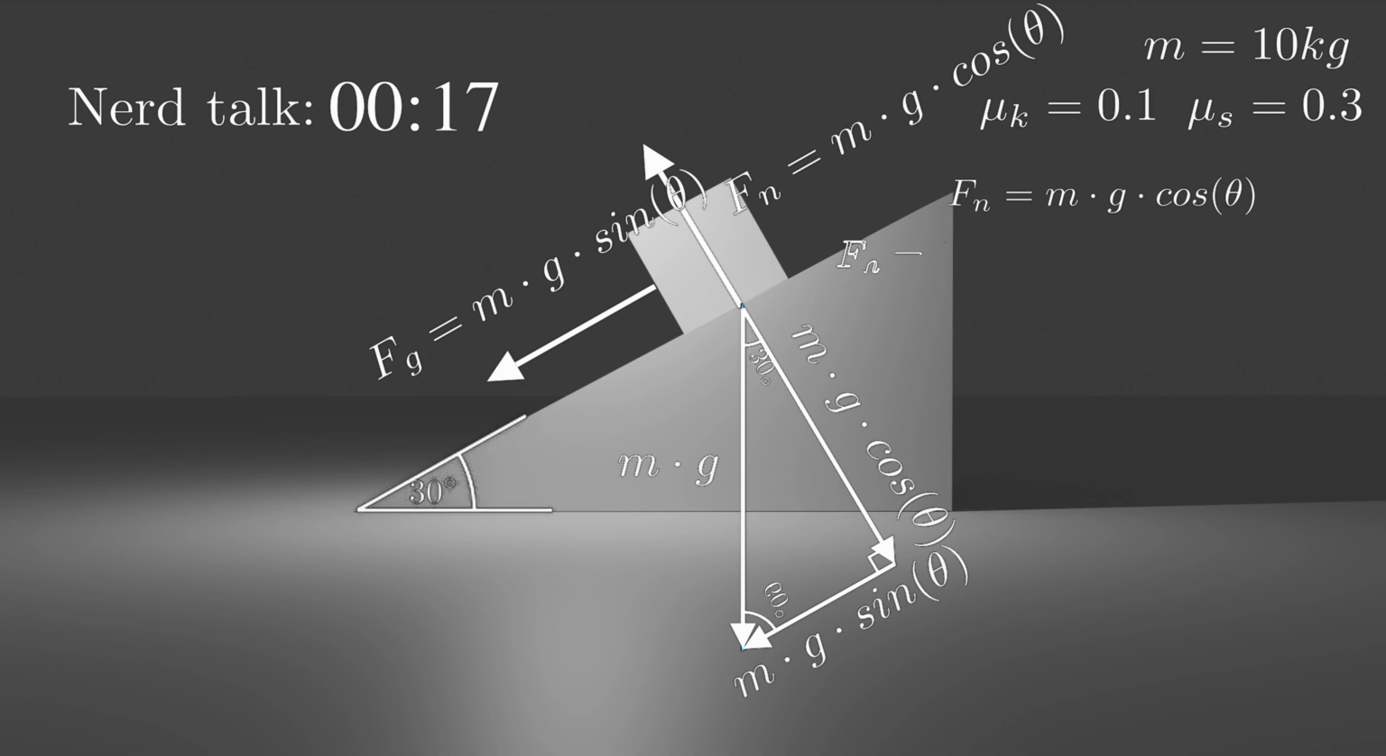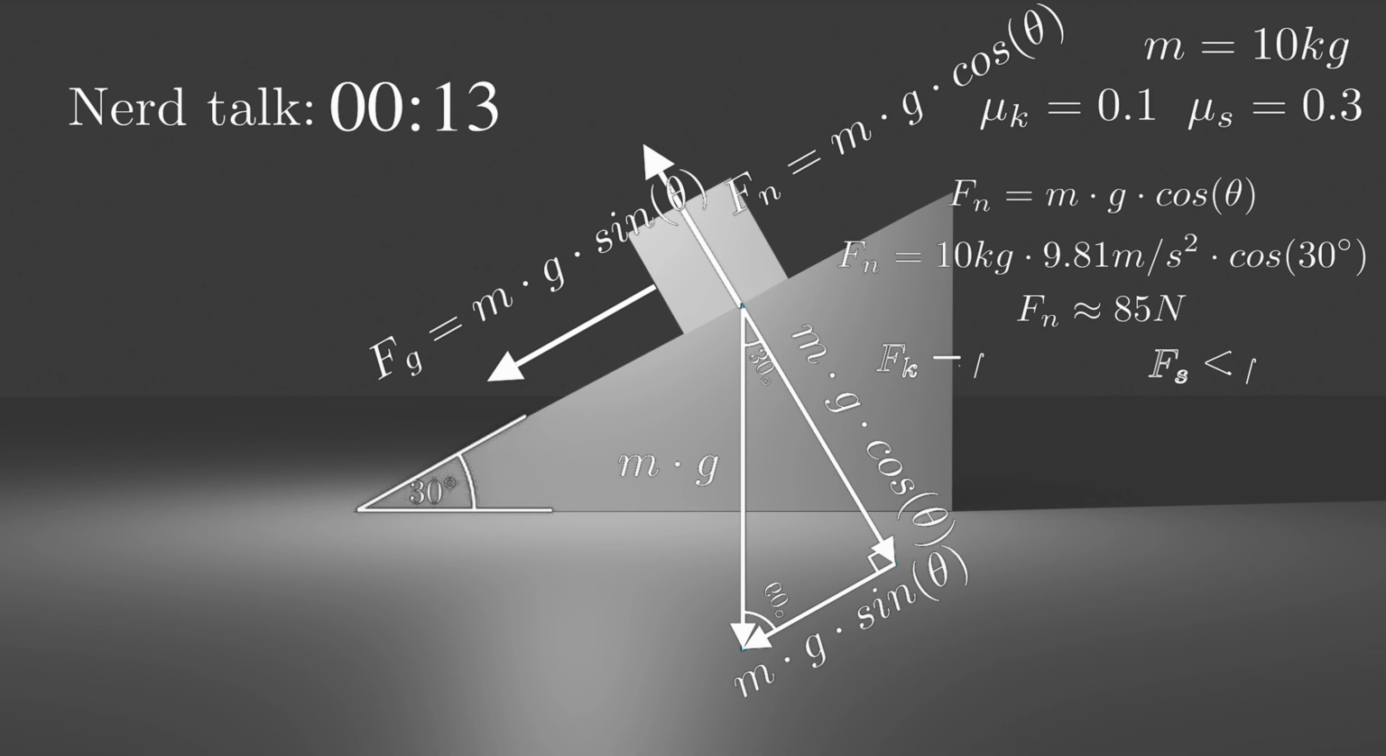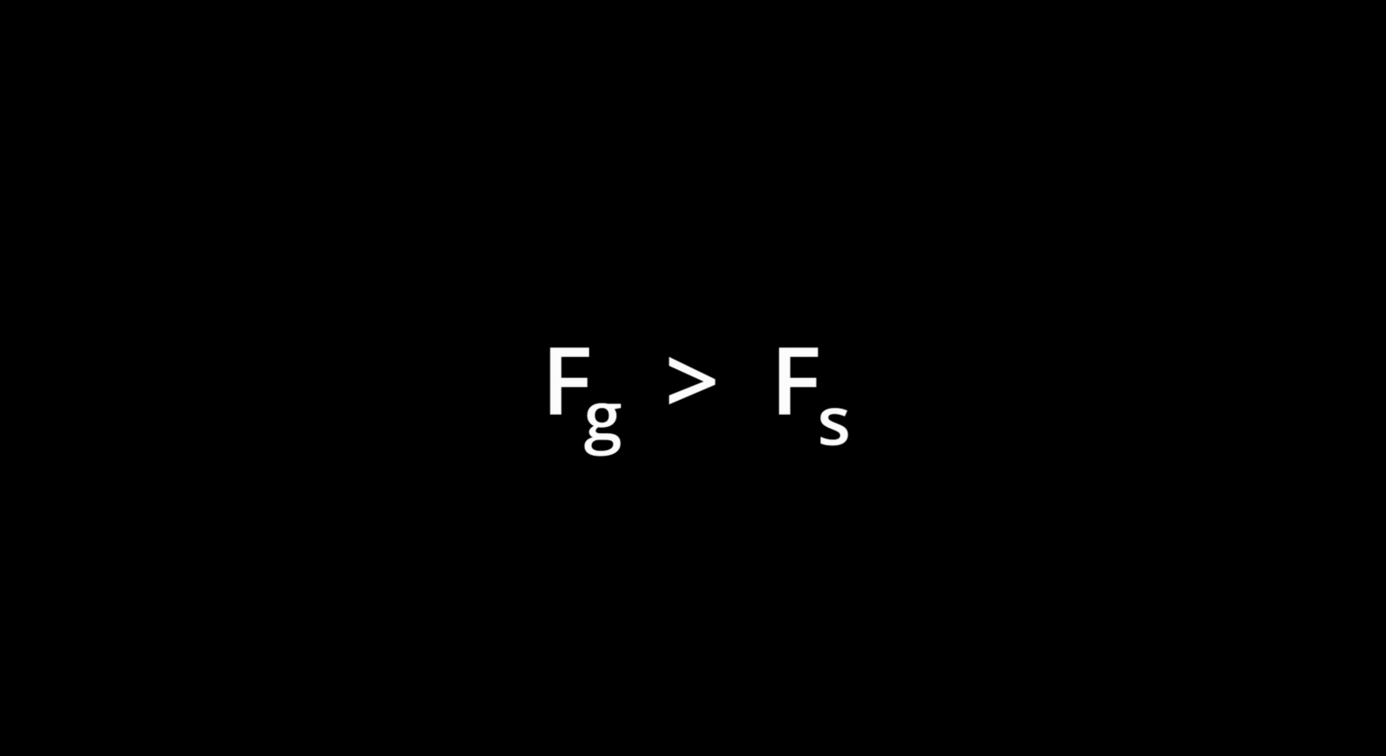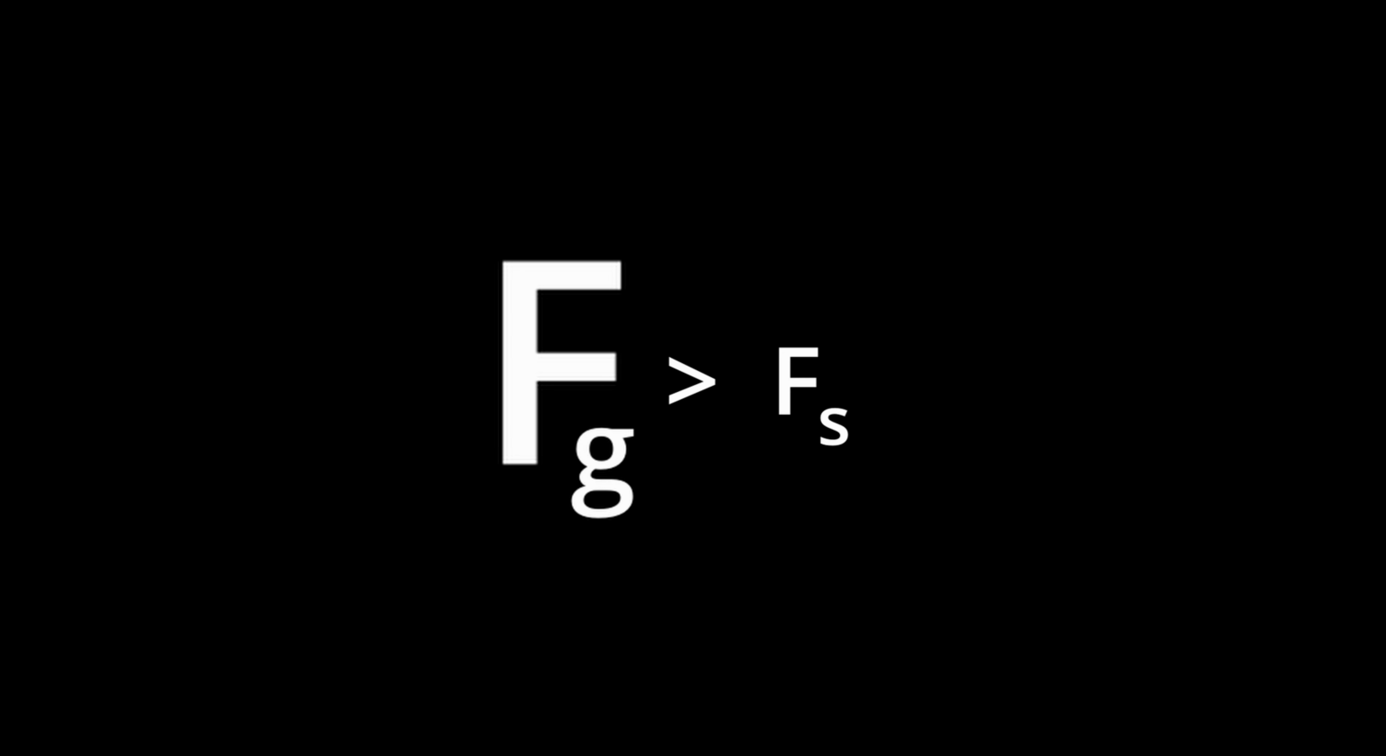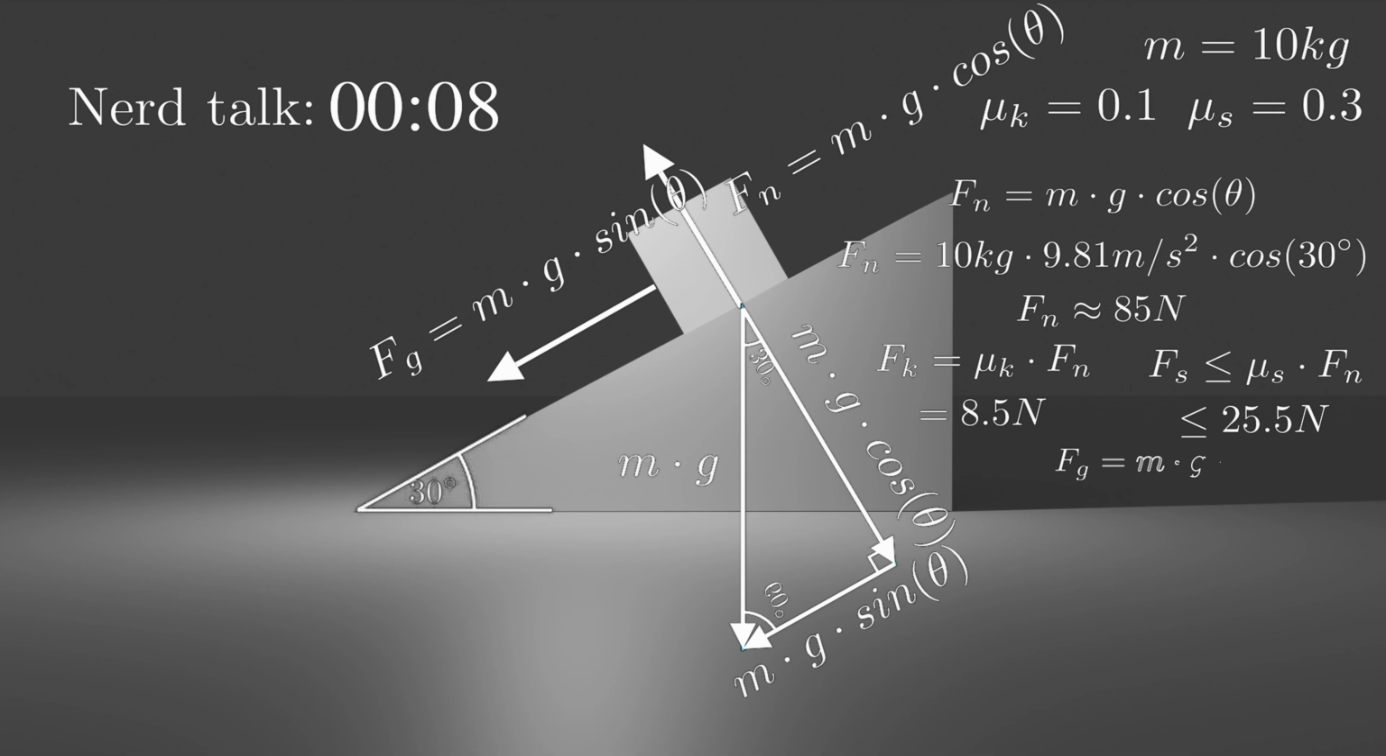If we do some math, then we get about 85 newtons for the normal force. These two are the equations for the kinetic and static friction force. If our Fg exceeds the static friction force, the box will slide down. So if we calculate the gravitational force, we get about 49 newtons, which is bigger than 25.5 newtons, so the box will slide down.